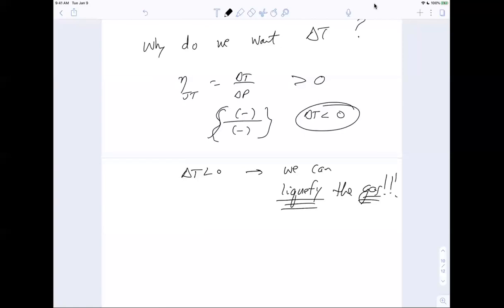And that's the design problem. But the principle here is that you can actually liquefy the gas by reducing its temperature, by pushing it through this porous material. And this is the usefulness of the Joule-Thomson coefficient, or the Joule-Thomson process.